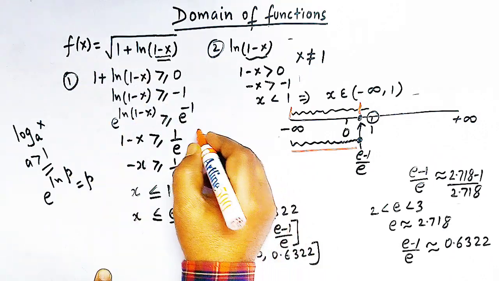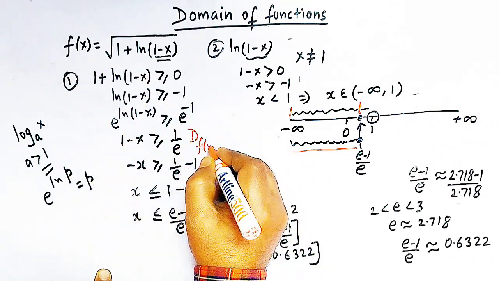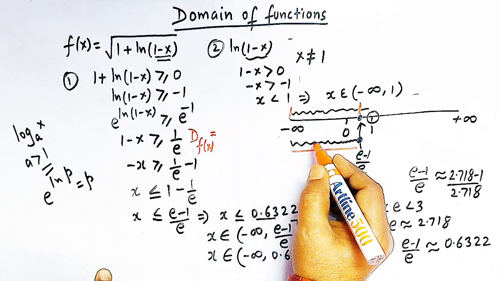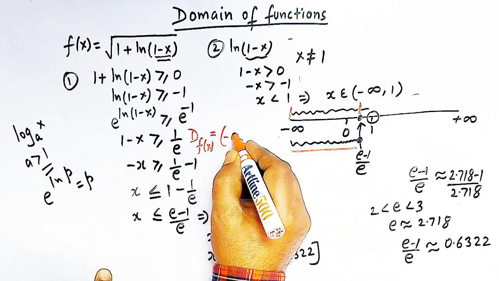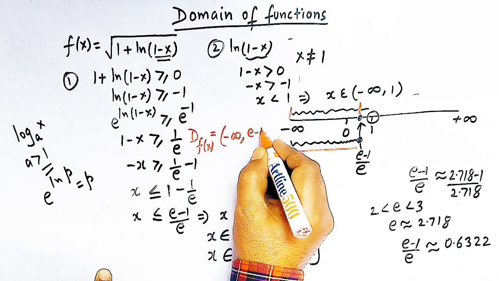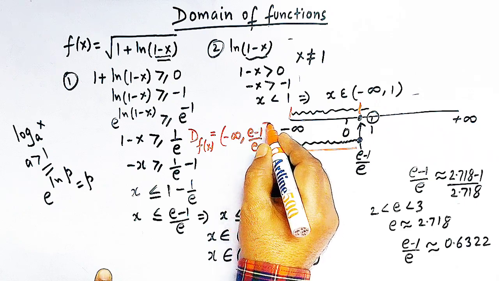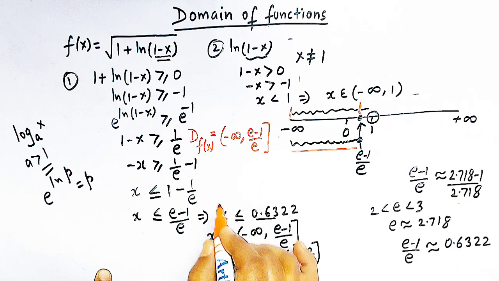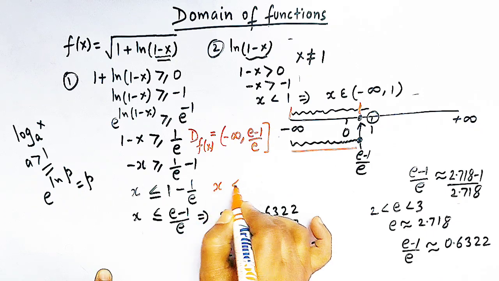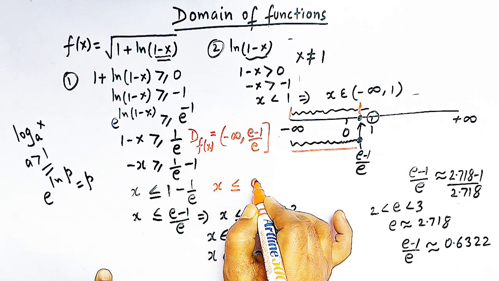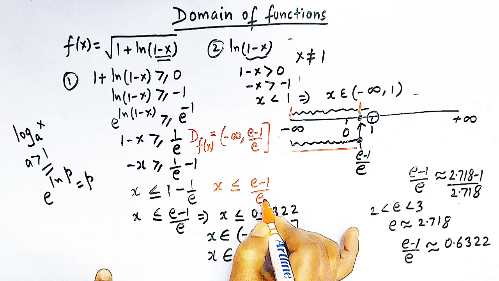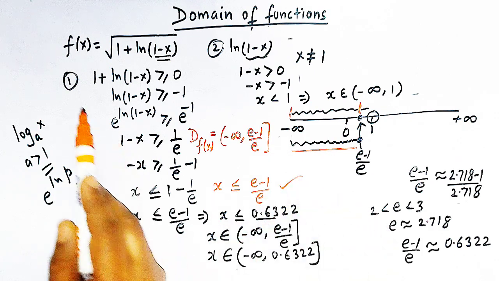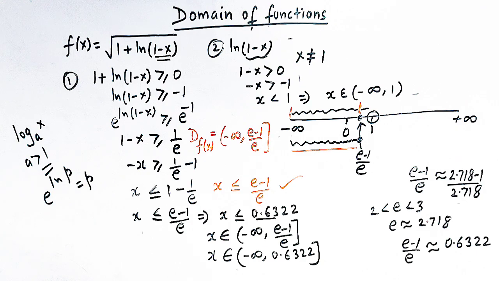So the domain of this function f of x is given by the interval from minus infinity to 1 minus 1 over e, or we can express the domain by the inequality x less than or equal to 1 minus 1 over e. This is the required domain of this function f of x.